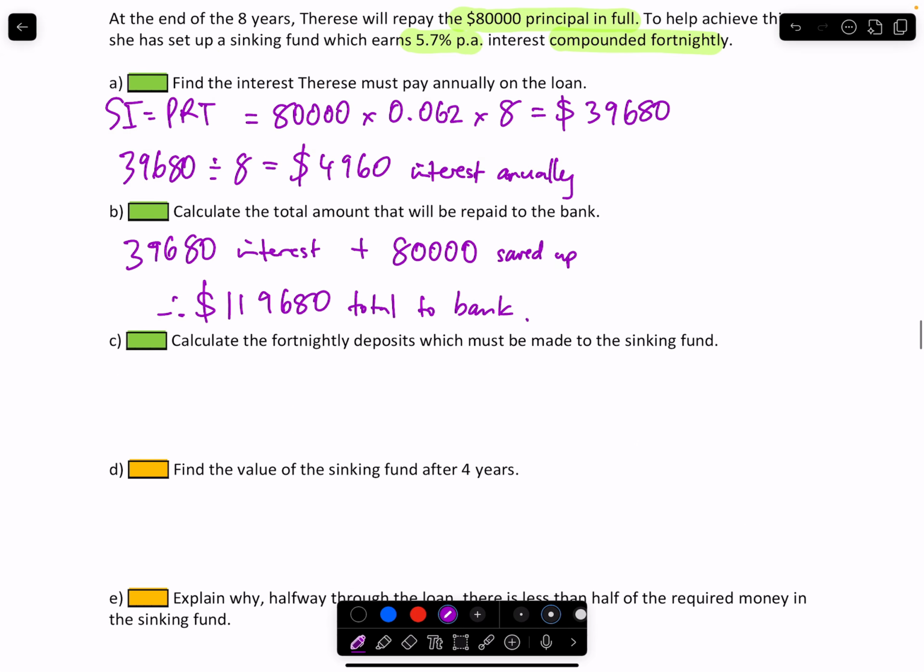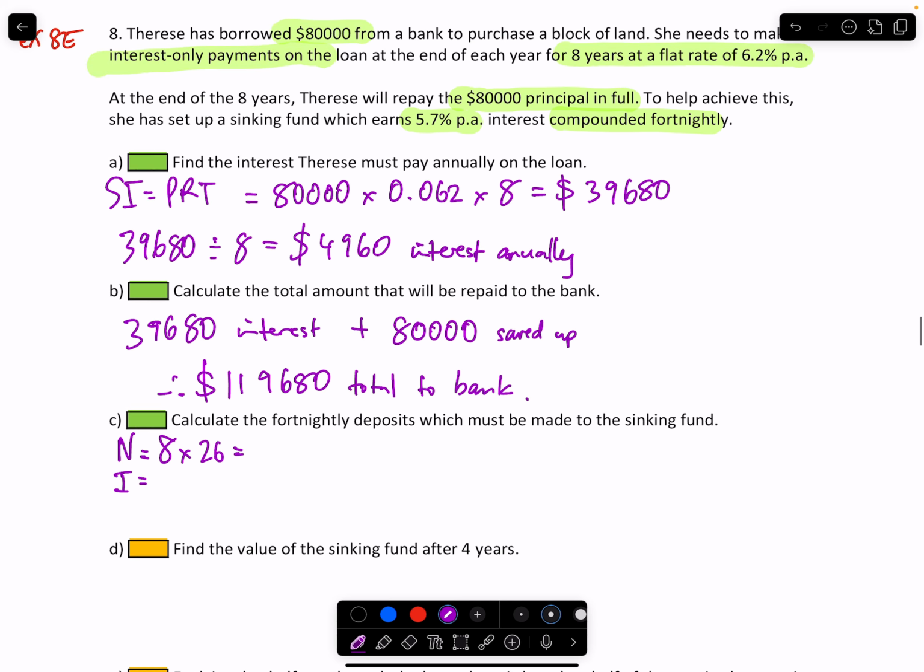Calculate the fortnightly deposits which must be made into the sinking fund. So N is going to be 8 years, fortnightly 26. Interest rate for the sinking fund is 5.7. Sinking funds start at nothing because what you're doing is putting small little payments in there to make sure that you have this principal, which you haven't been paying off because you paid interest only, at the end of the time, which is 8 years in this case.